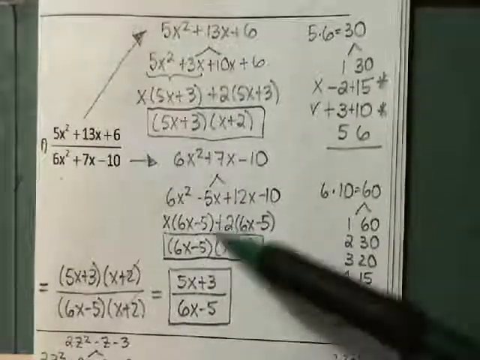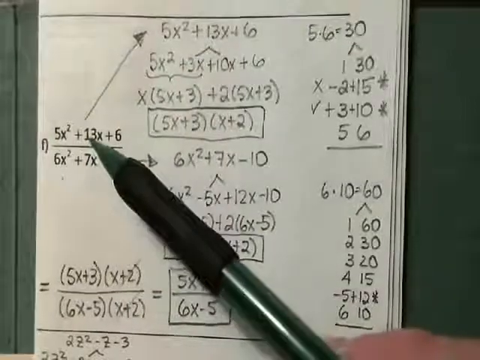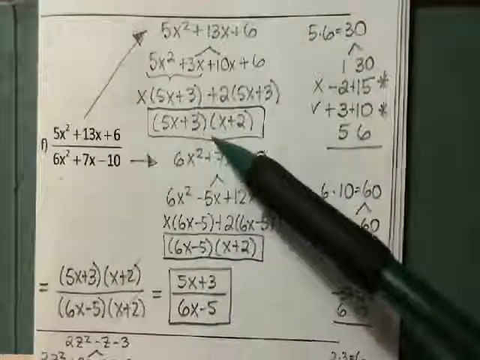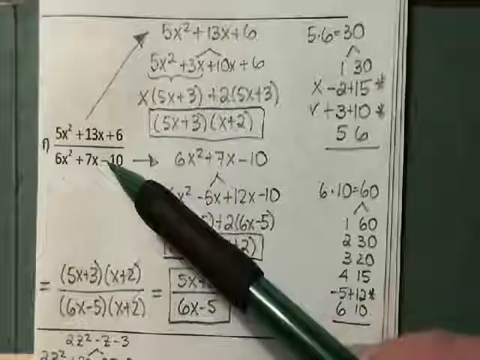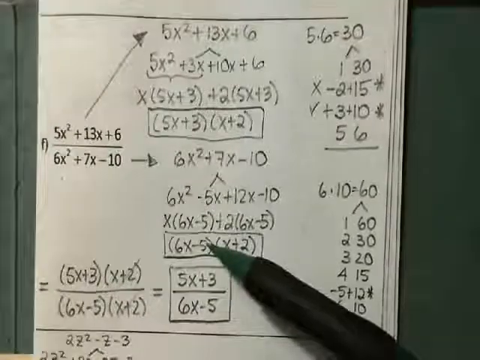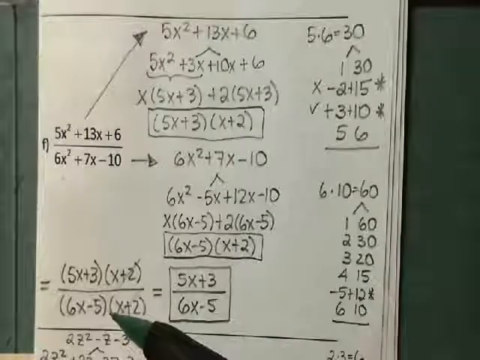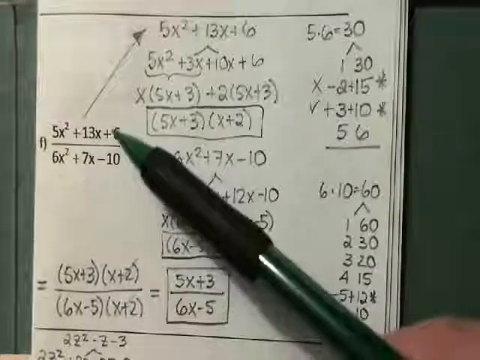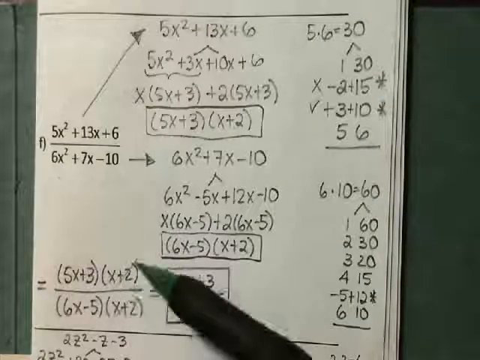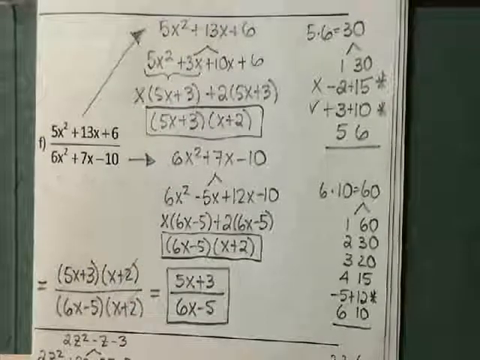Then basically I found out that this guy here factors into this, so I wrote it right there. And I noticed that this guy factors into that, so I wrote it underneath as the denominator. Now that I have both trinomials factored, I can cancel, and my answer is that.